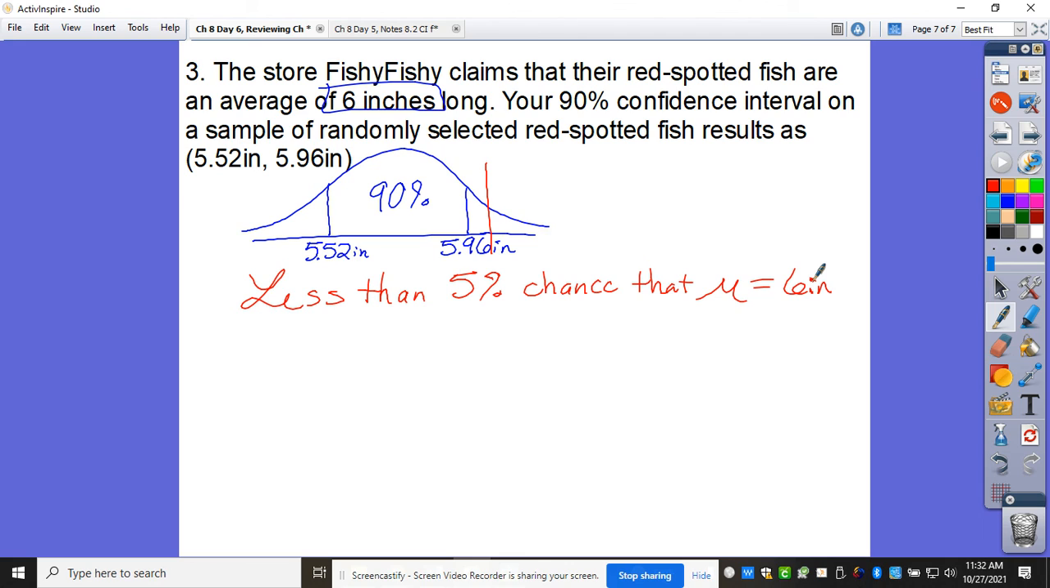Now if they claimed for it to be 5.6, what would your answer be? Yes, that is reasonable. It falls within our confidence interval. So even though I'm not writing up a question there, do you understand how you can answer something applied to a confidence interval? And then you can use percents to justify it if it's outside of it.